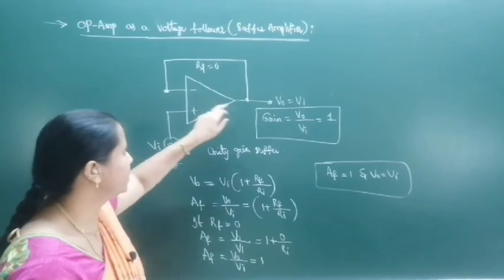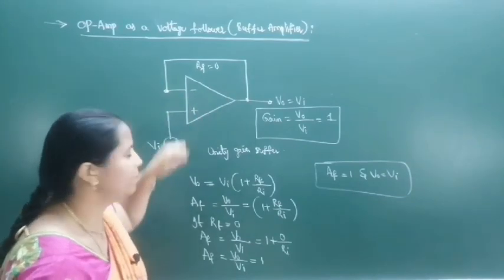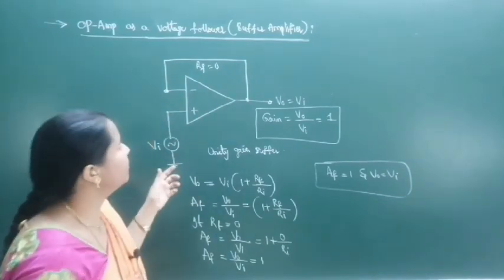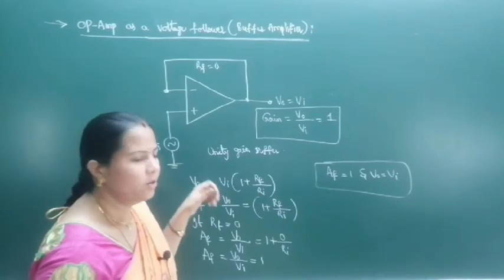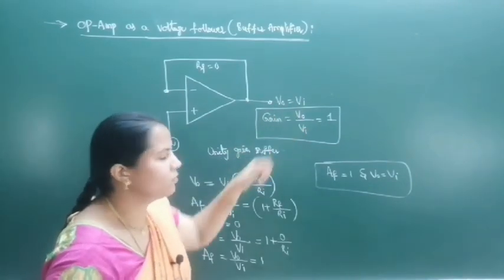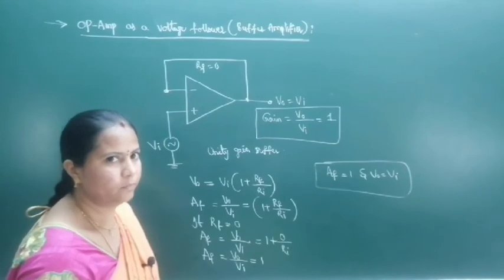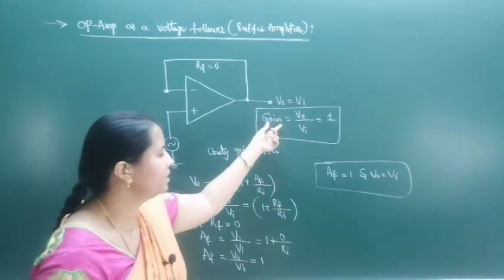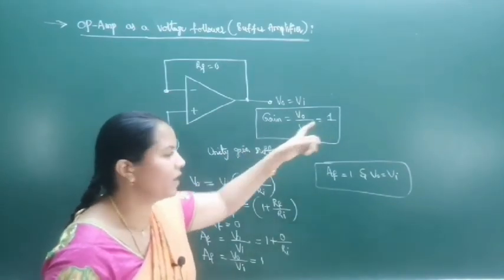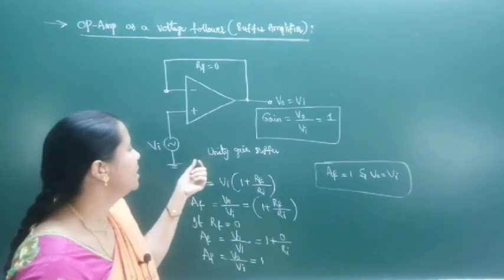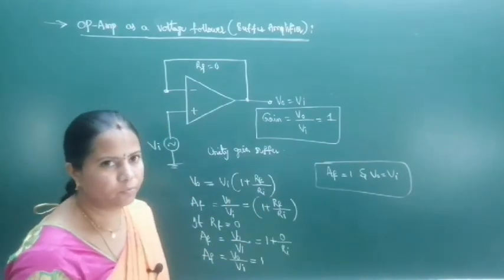Okay, now the output is connected directly to the input signal. So in this buffer amplifier or voltage follower, we will get the output voltage V0 equal to Vi. That means if you calculate the gain V0 by Vi, you will get 1. That's why it is also known as unity gain buffer.